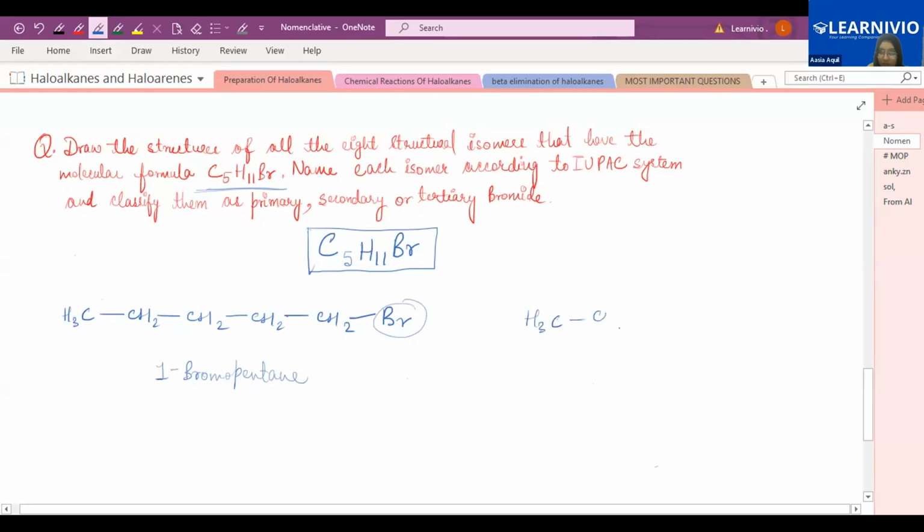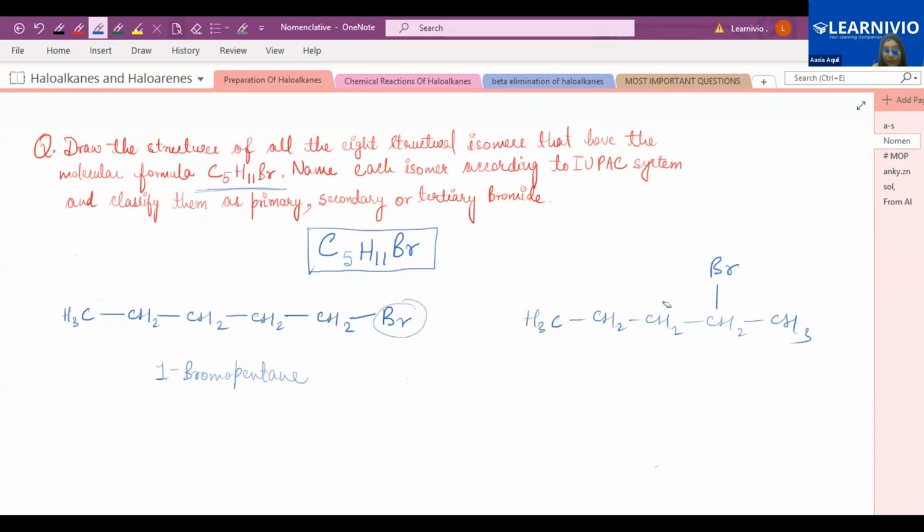Yeah, it was on the first carbon. Now the bromine comes to the second carbon. Again, the formula is the same. You can see that 1, 2, 3, 4, 5 carbon, 11 hydrogen, and 1 bromine. The molecular formula is the same, so this is an isomer. Basically, you are shifting the halogen position. In the first isomeric form, the halogen is present on the first carbon. Now, the halogen is present on the second carbon.